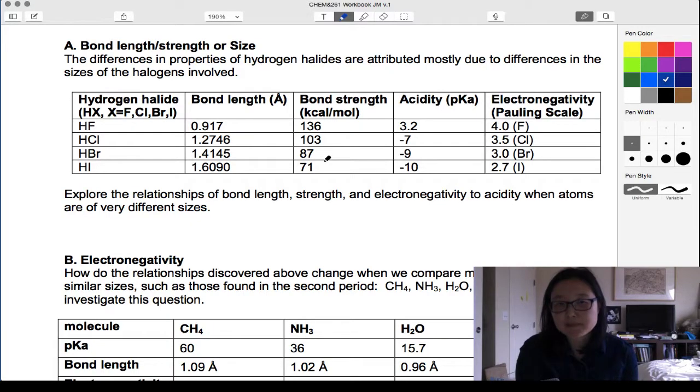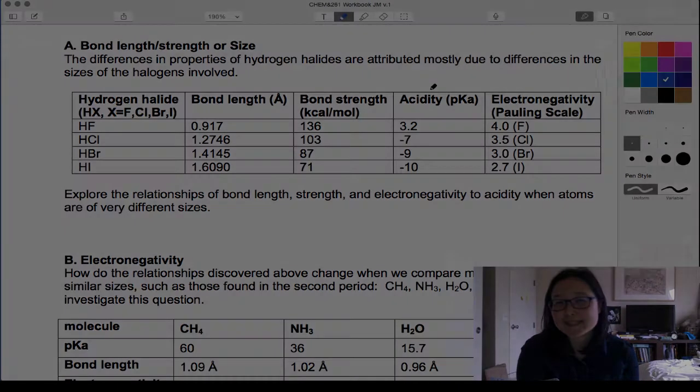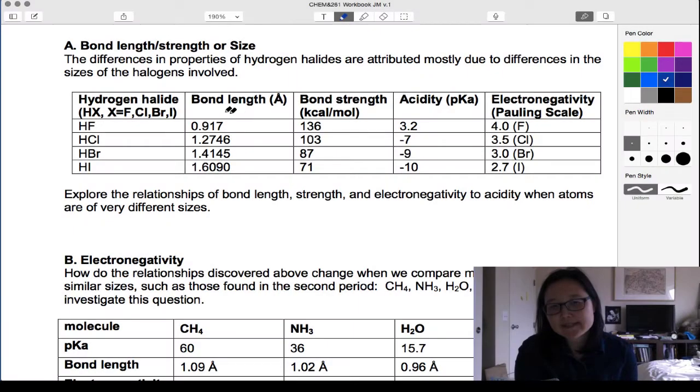The first one is bond length and strength. So I want you to see if there's any relationship between bond length, strength, and acidity. Go ahead and take a look and see if it makes sense to you. So what we're seeing here is that as the bond gets longer and the bond gets weaker, which you should know that relationship already, how does that affect acidity? We're getting more acidic. Okay, so let's take a look.